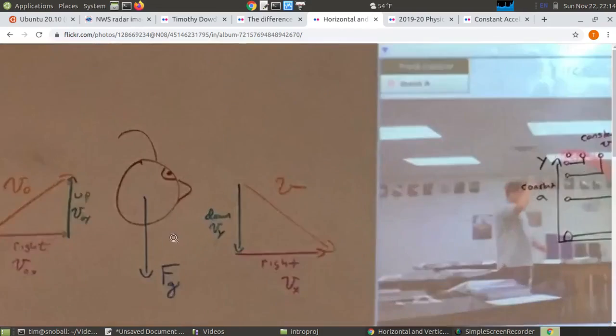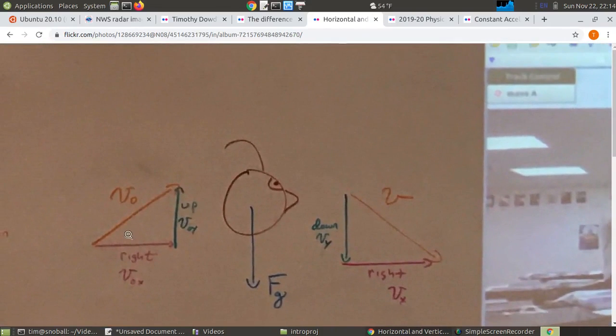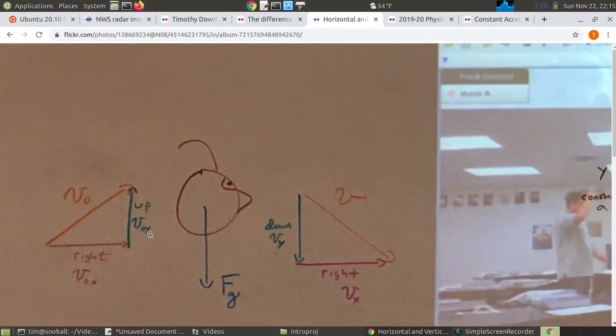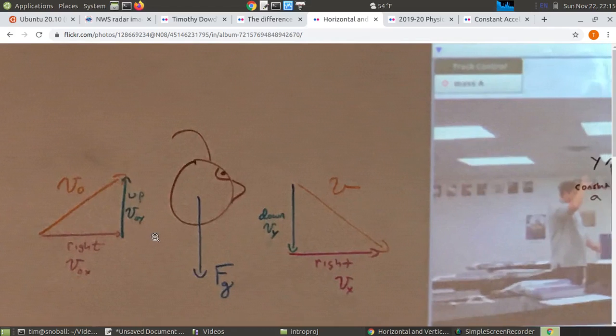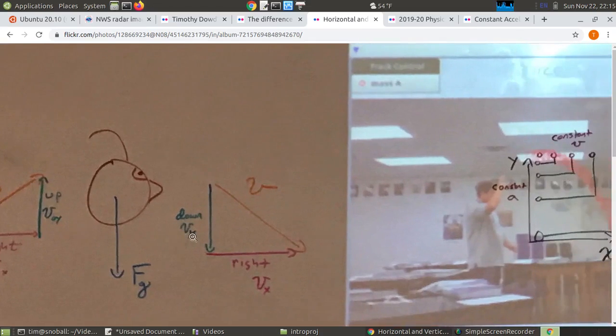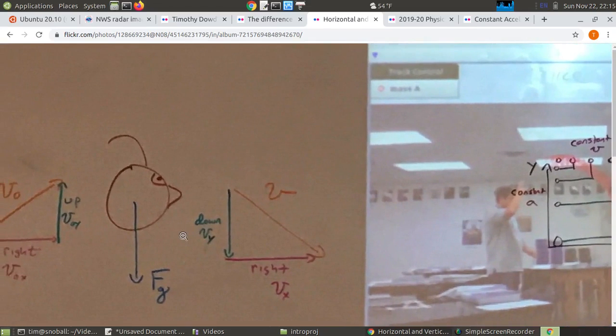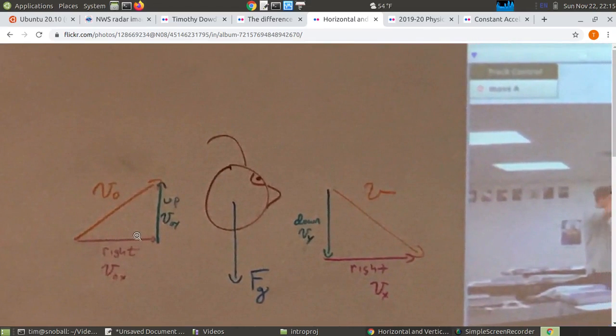Well, if we go back to that idea of breaking diagonal motion into pieces, we can see that the vertical piece is in the same dimension, the y-axis, as gravity. And we know what it'll do. Gravity will slow this velocity down because they're opposed, and it will speed this velocity up because they're in the same direction. But what about this right piece?